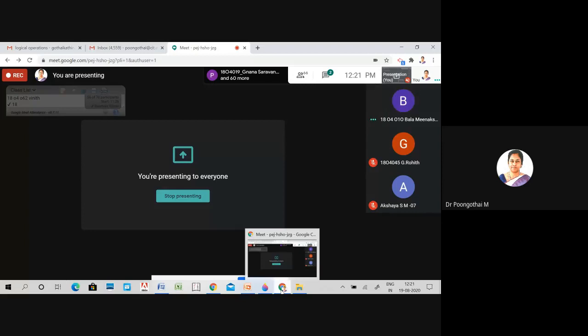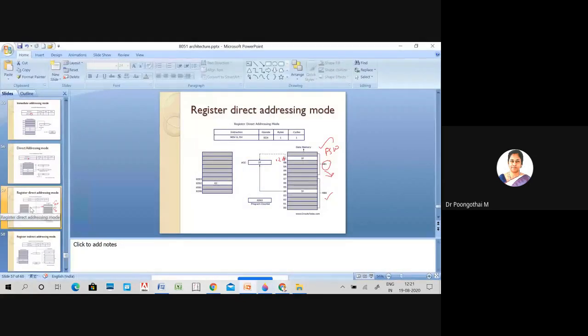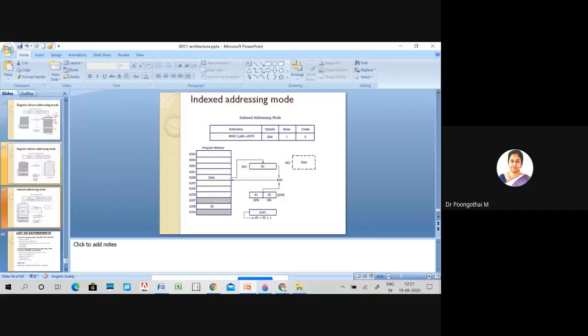Okay. So any other doubts? Next class we will see about indirect addressing mode and indexed addressing mode. Okay. Any other clarifications?